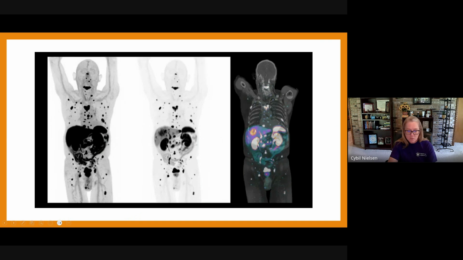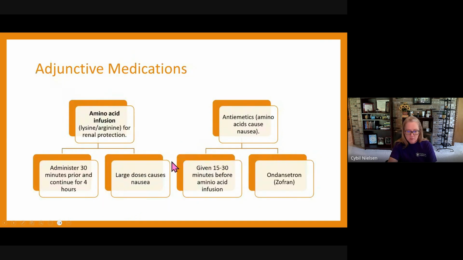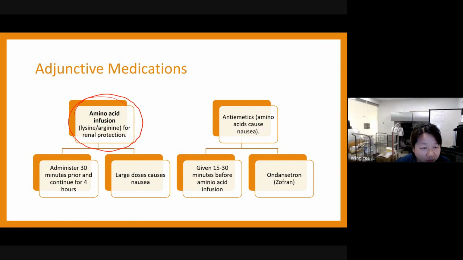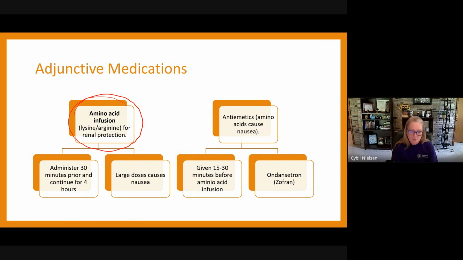Okay, this is what it looks like. Important thing here, amino acids. This is the only one that we give amino acids. Do you know why we give amino acids? For renal protection. Yeah, it's going to protect the kidneys. So the amino acids always end in INE. That tells you it's an amino acid.